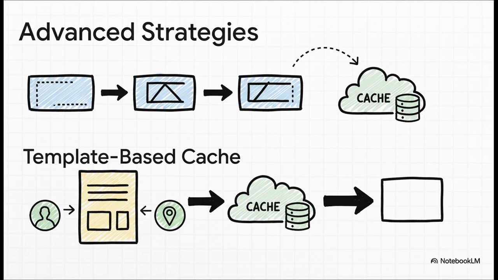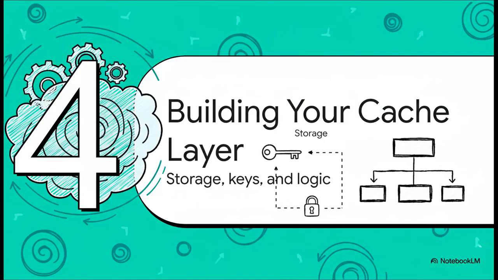And then there's the template-based cache, which is super clever. It's smart enough to see that a prompt has a basic template, and it just ignores the little variables, like a username, allowing it to reuse the same core answer for hundreds of different people. Okay, let's move on to Section 4, building your cache layer.